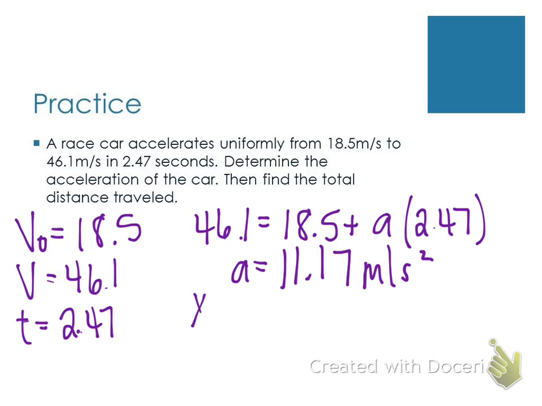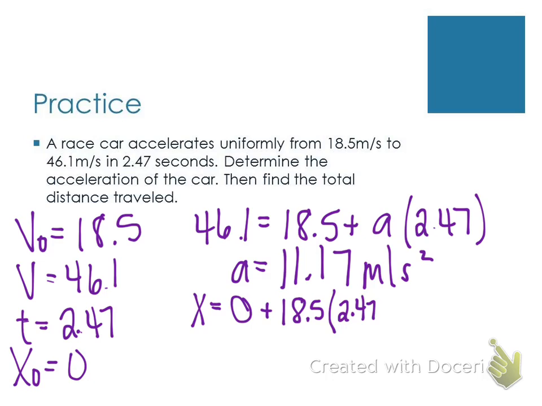Okay, so we're solving for x here. X sub 0, or initial position, would still be 0. Here we have an initial velocity, so we've got to plug that in times our time. And remember, only the time variable is squared.